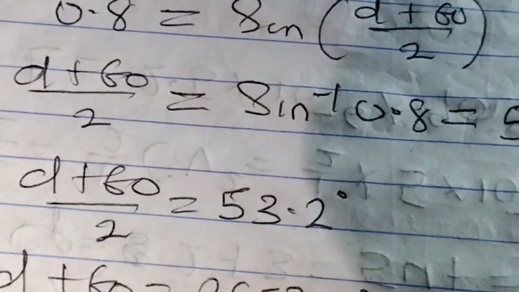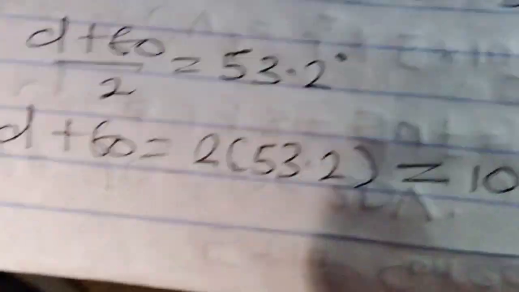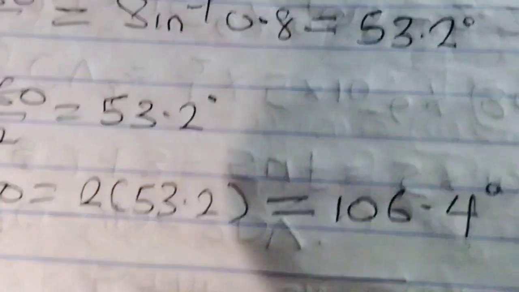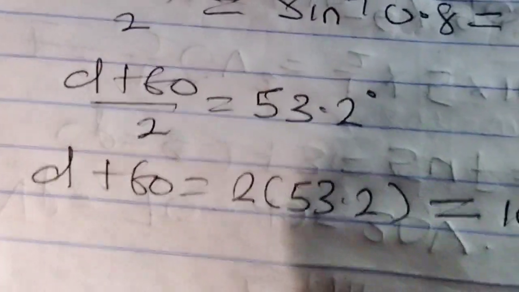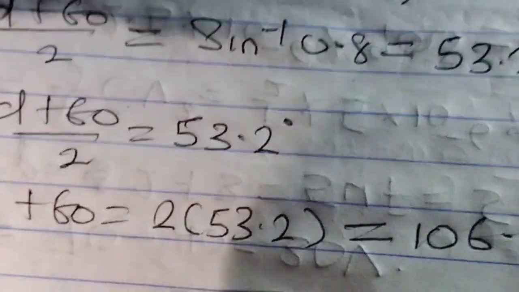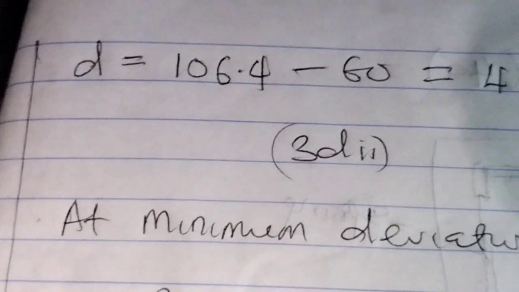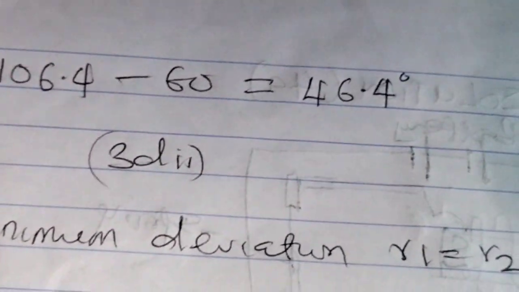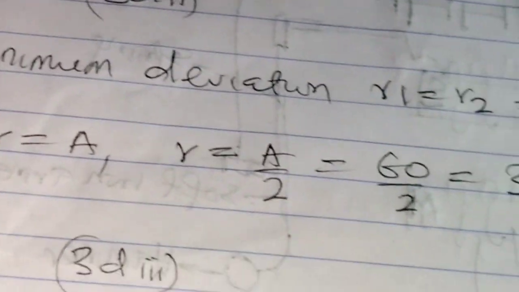We'll cross multiply so that we can make D the subject. So D plus 60 now becomes 2 times 53.2, that gives us 106.4. We'll now make D the subject. D now becomes 106.4 minus 60. As you can see there, we made it the subject of the formula. The answer now becomes 46.4 degrees, the angle of minimum deviation. Then going to 3DII, we're looking for the angle of refraction at minimum deviation.